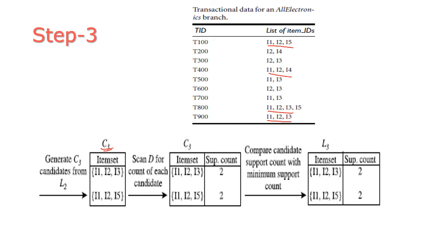Here 1, 2, 3 is available 2 times and 1, 2, 5 is available 2 times. Okay, so we have taken only these two. And 1, 3, 5 is available 2 times. Okay, so compare the candidate support with the minimum support, which is already 2. Okay, so this is step 3.